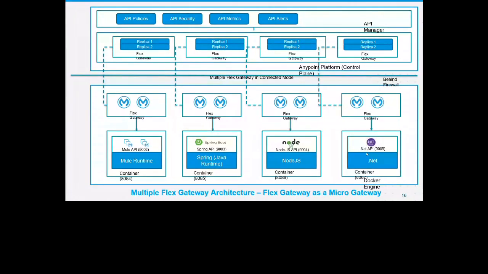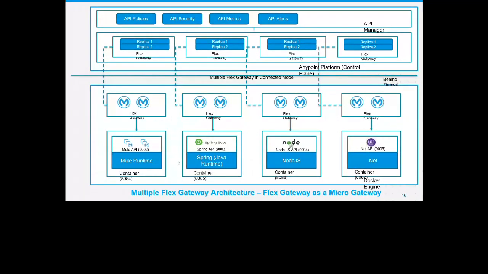If you have multiple business groups in your organization, you can have a different Flex Gateway for each business group. Or maybe you can use a combination of technology and business group, and also a combination of business group and your three-layer architecture. For system API, you may have a separate Flex Gateway. For process API, you may have a separate Flex Gateway. For experience API, you may have a separate Flex Gateway, because you may require different security or compliance requirements for each and every layer, right?